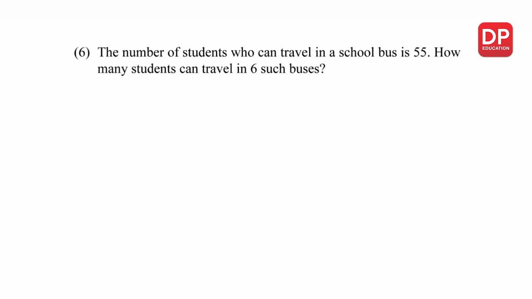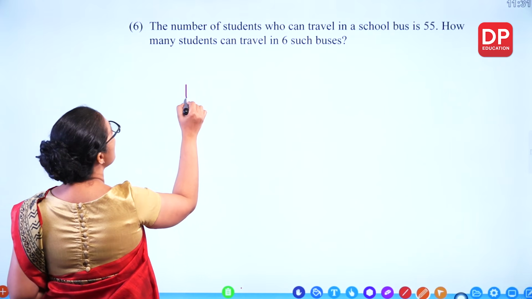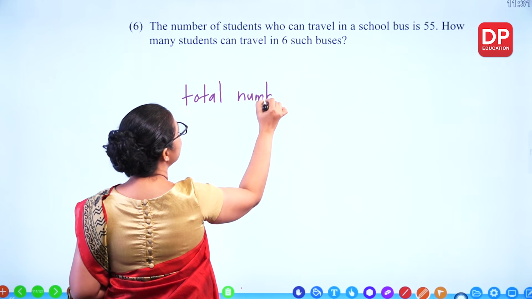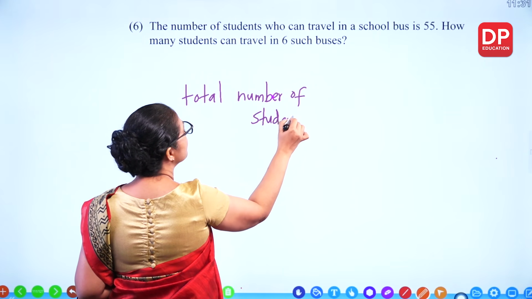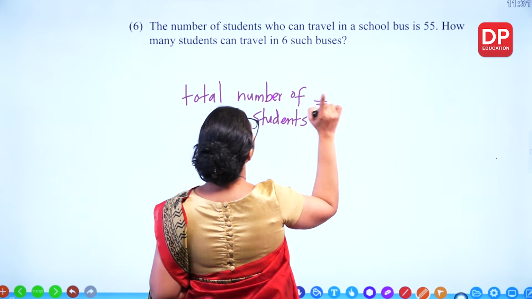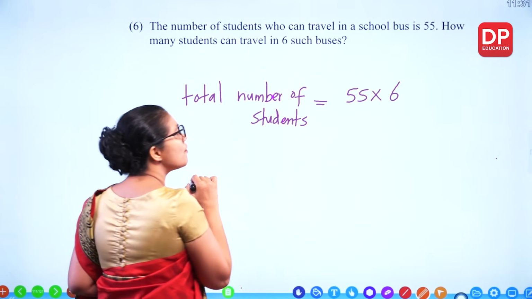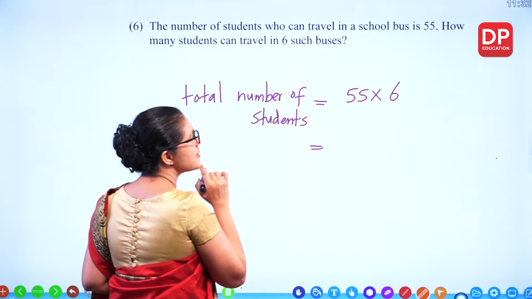Question number 6. The number of students who can travel in a school bus is 55. How many students can travel in 6 such buses? So that means multiplication. So you can find straight away total number of students. Each bus 55. There are 6 buses. So 55 times 6. Can you multiply at once like this?